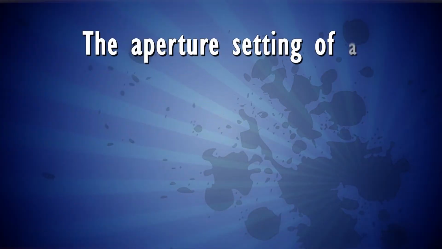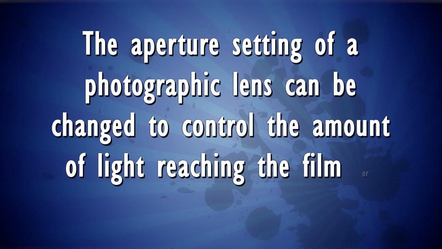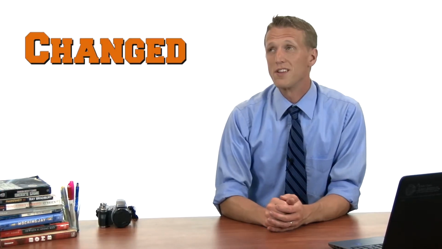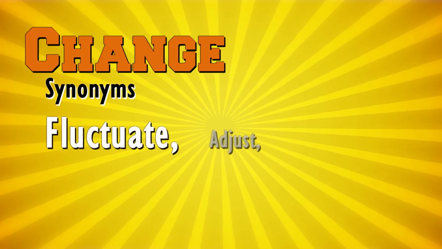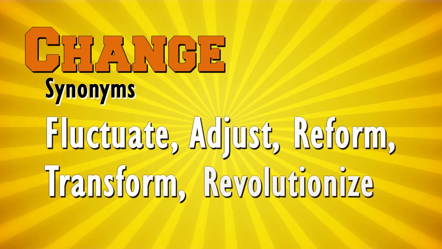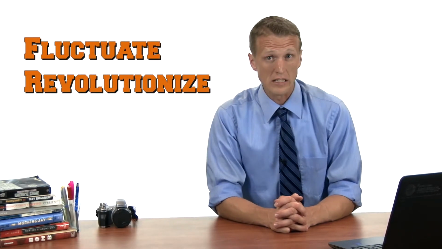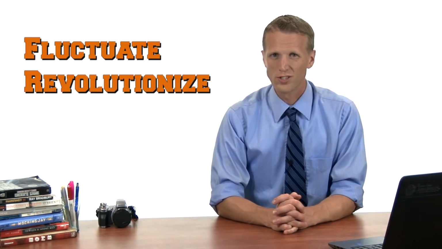The aperture setting of a photographic lens can be changed to control the amount of light reaching the film or image sensor. Let's say you want to swap out the word changed here with a less simple synonym. Synonyms for the word changed include the following: fluctuate, adjust, reform, transform, revolutionize. Now these are all synonyms, so they all have the same meaning, right? Well, at first glance, I'm going to say the words fluctuate and revolutionize look the fanciest, so should we just choose one of those and go with it?